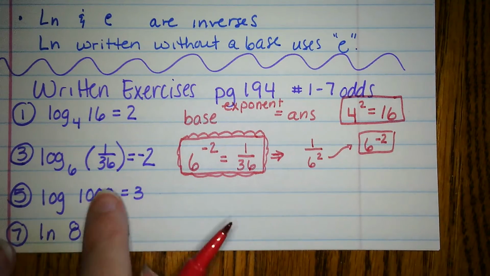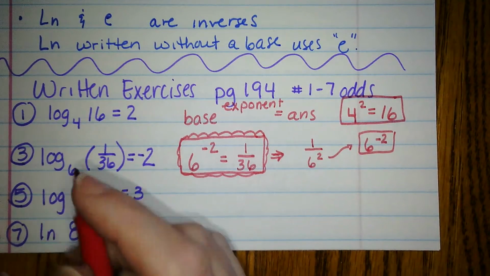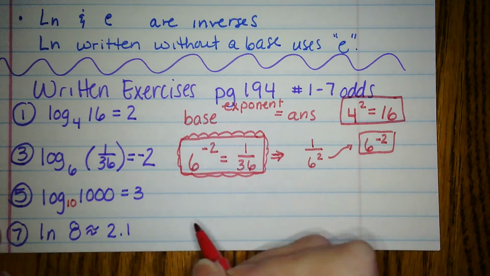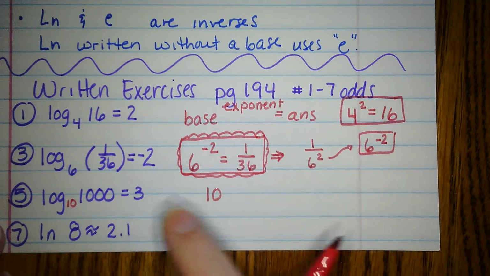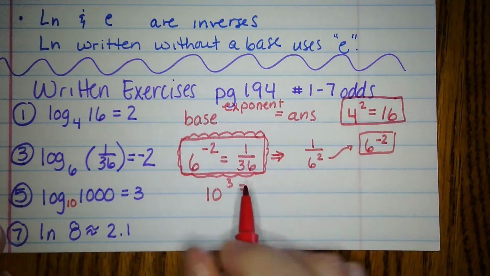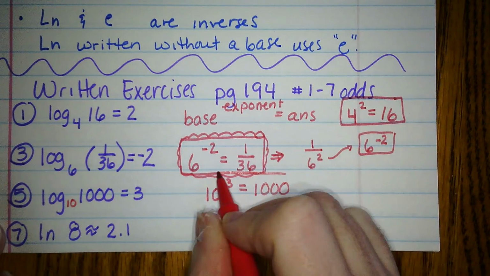All right. This one is missing a subscript, which means that if it's a log, it's a base 10. So we're going to write this as: the base is 10, the exponent is 3, and the answer is 1,000, and 10 to the third is 1,000. So that is good.